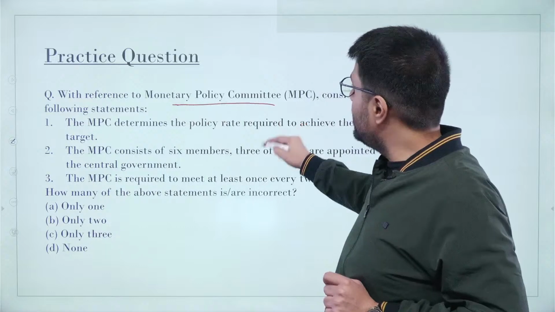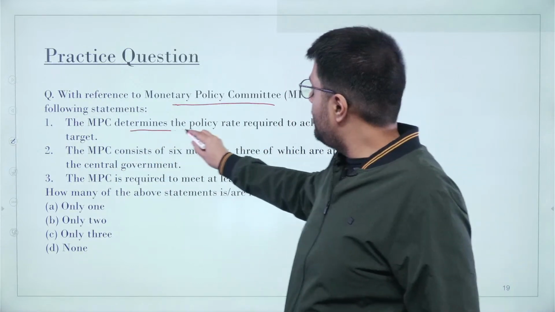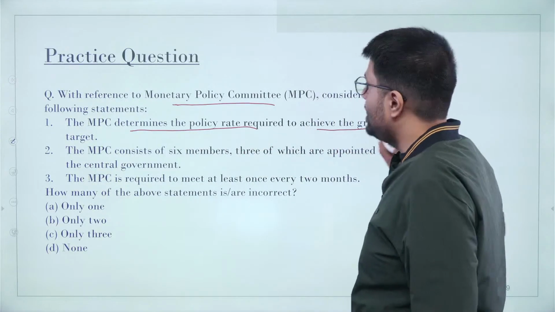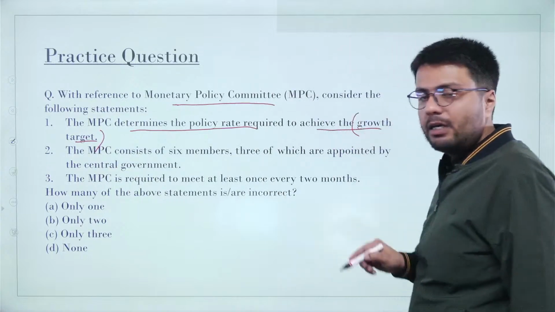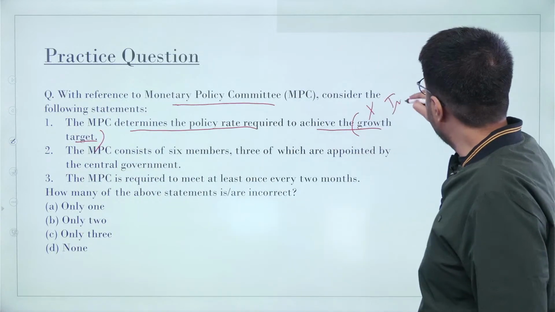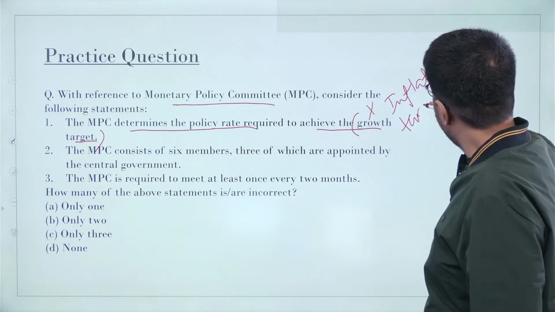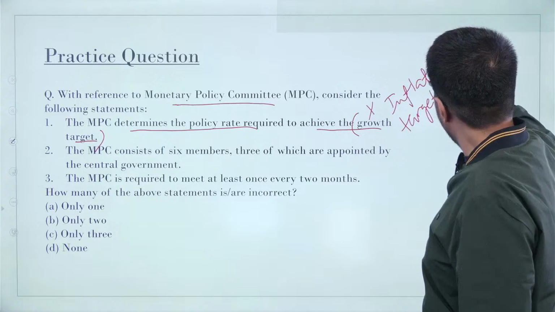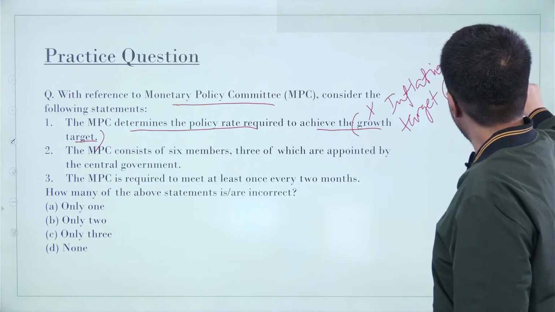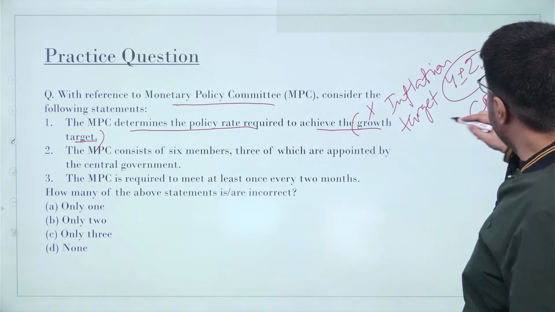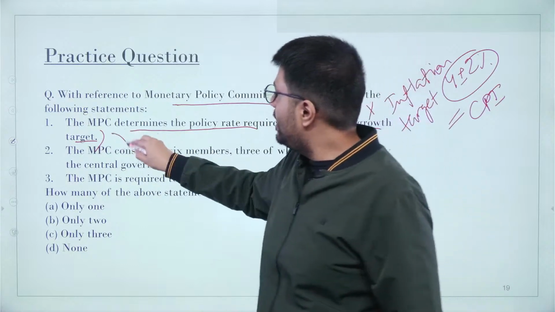Consider the following statements. Now, the MPC determines the policy rate required to achieve the growth target. Is RBI tracking any growth target? No, because RBI rather wants to track an inflation target, which is 4 plus minus 2% of consumer price index. So this is what RBI is trying to capture. So the first statement here is incorrect.